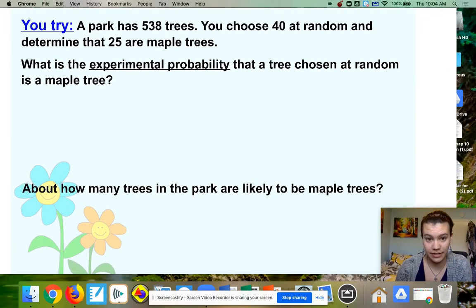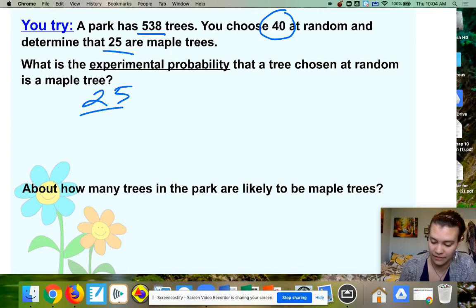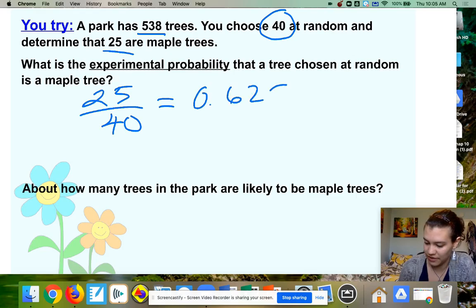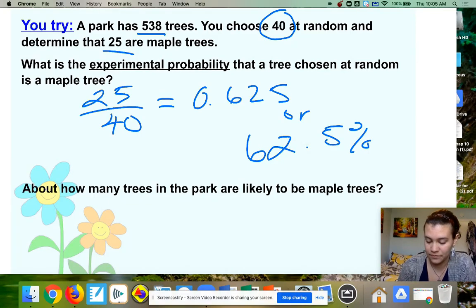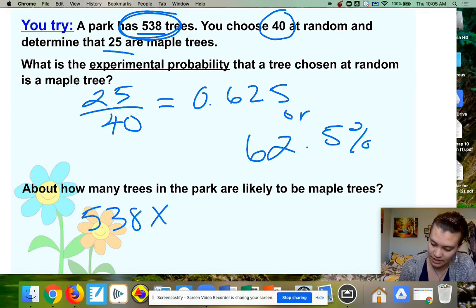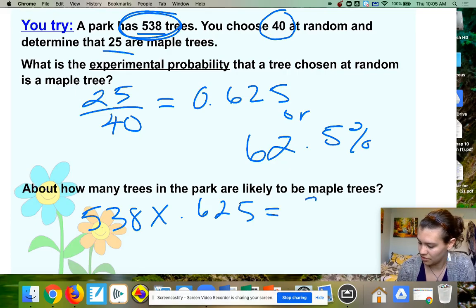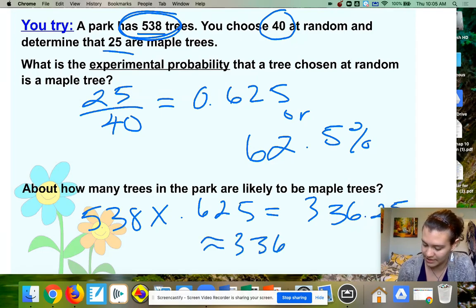So pause the video, try this one. This will be a similar idea. Okay, so total 538 trees. Of 40 you check, 25 are maple. So experimentally, you want to take 25 over 40. And this would simplify down to 0.625 or 62.5%. So then how many of our total are going to be maple trees? Take 538 times 0.625, and you get 336.25, so about 336 maple trees.